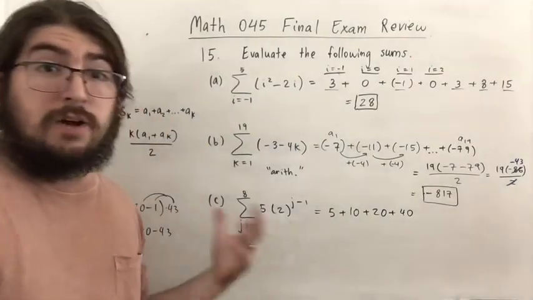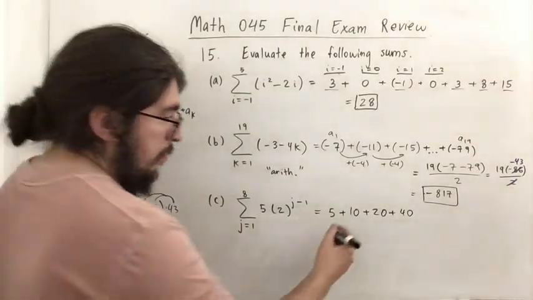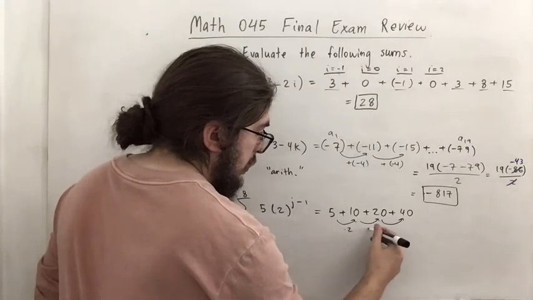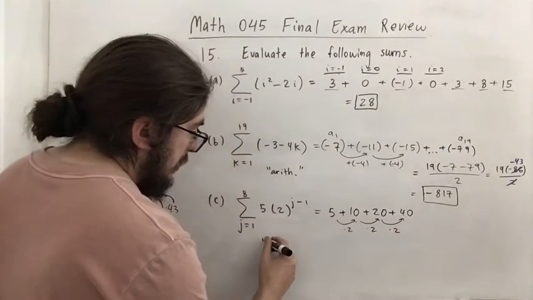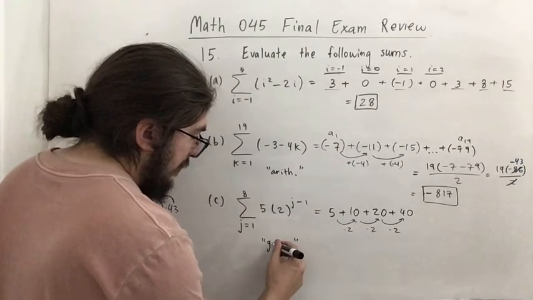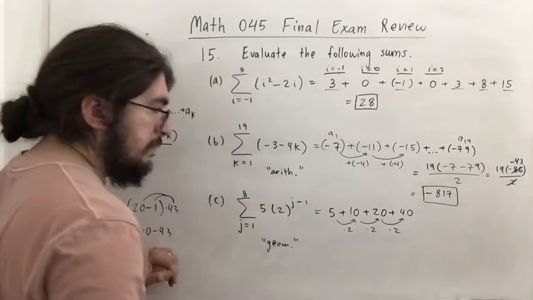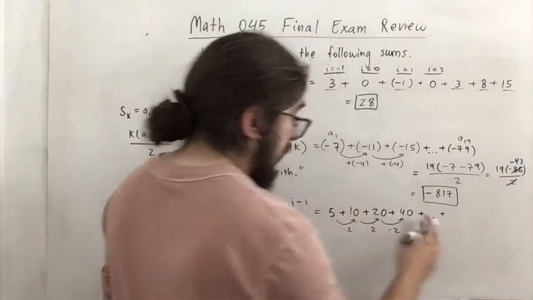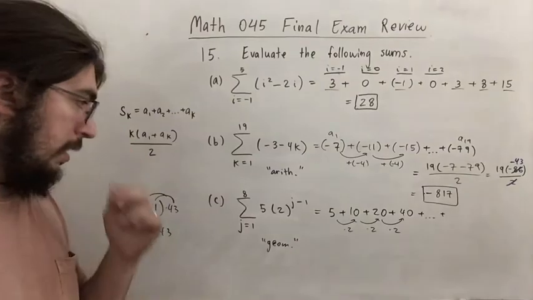But notice this follows exactly the pattern of multiplying by 2. So this is indeed geometric. Times 2, times 2, times 2. So this is a geometric sum. Now we actually have a formula for a geometric sum, much like we did for an arithmetic sum. And if you want to find what the last term is, you can do that as well.